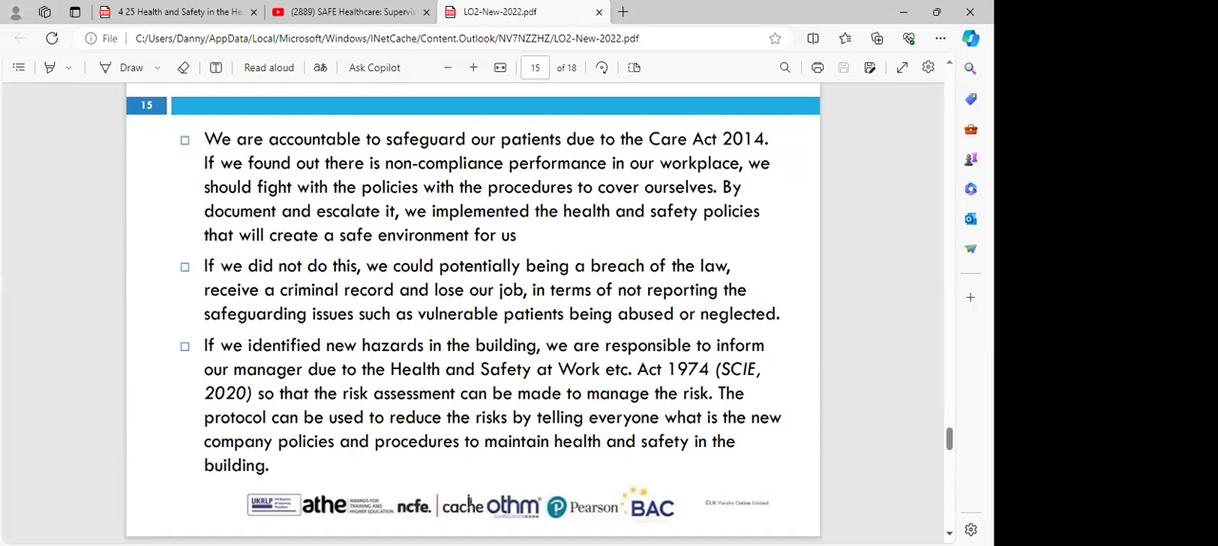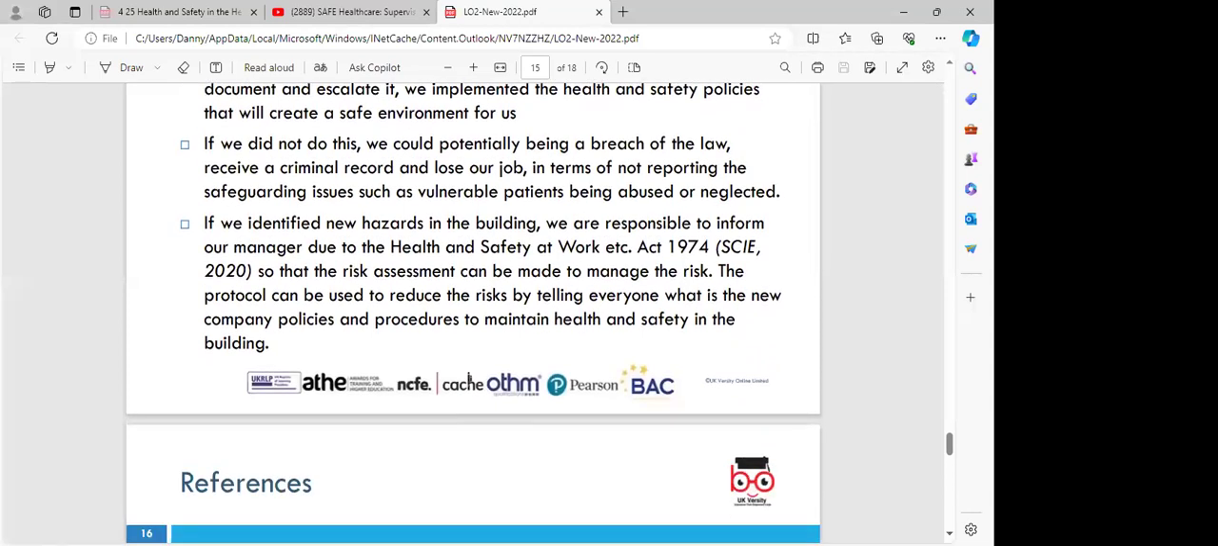We are accountable to safeguard our patients due to the Care Act 2014. Very important. If we find out there is non-compliance in our workplace, we should follow the policies and the procedures to cover ourselves. By documenting and escalating it, we implement the health and safety policy that will create a safe environment. These are important things. The last thing.